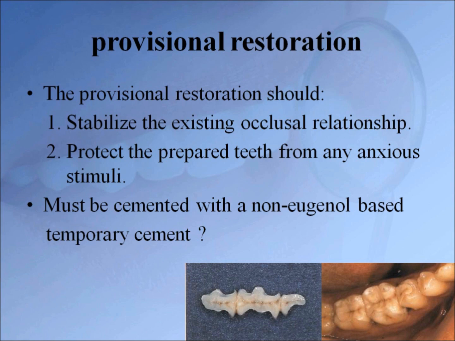For example, non-retentive preparations or when the temporary is expected to last longer than 2 to 3 weeks. Zinc phosphate or polycarboxylate cement can be used to increase retention of the temporary restoration.